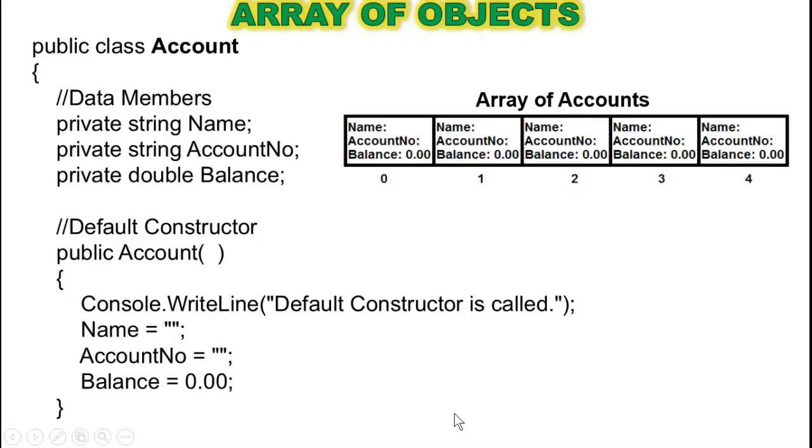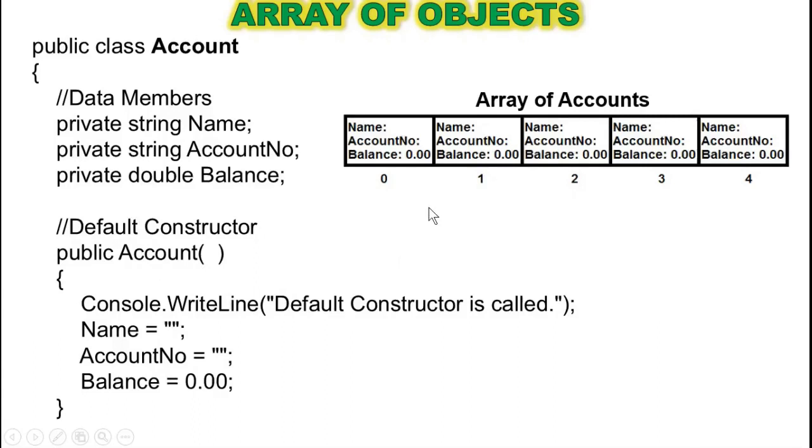We need to apply an array of objects in our code to store information such as records of products, records of people, and many more. In this example, I define a class named Account that has properties such as the name of that account, the account number, and his or her balance, plus a constructor and other defined methods.